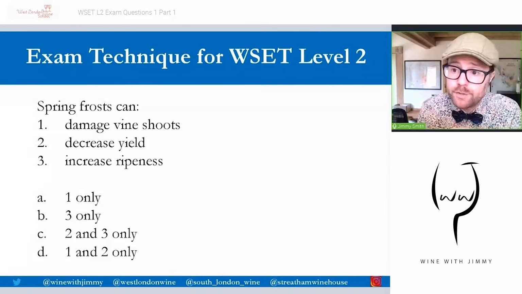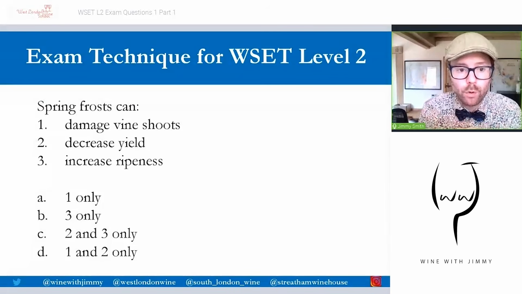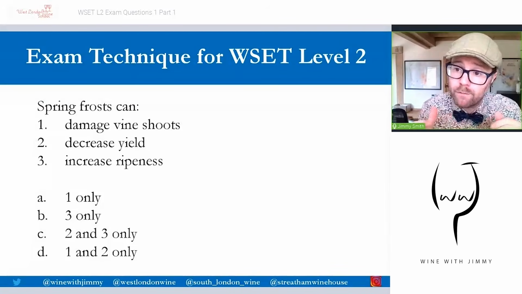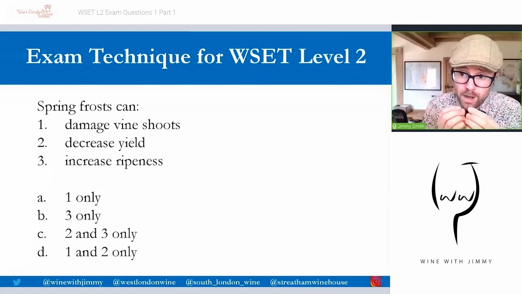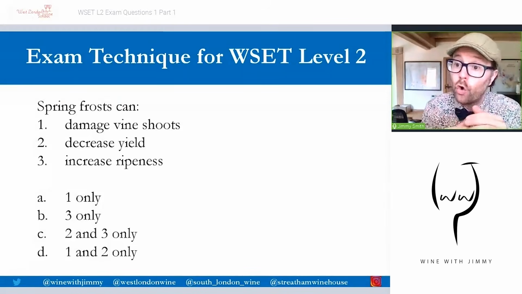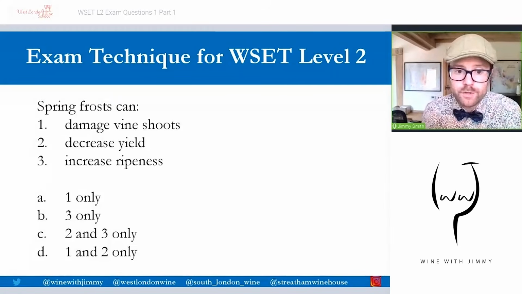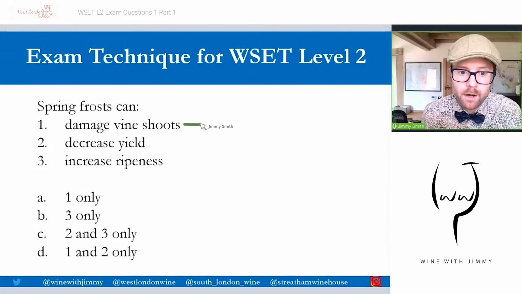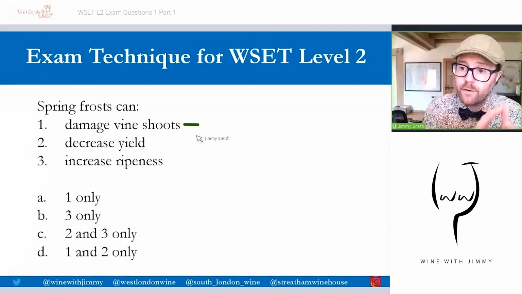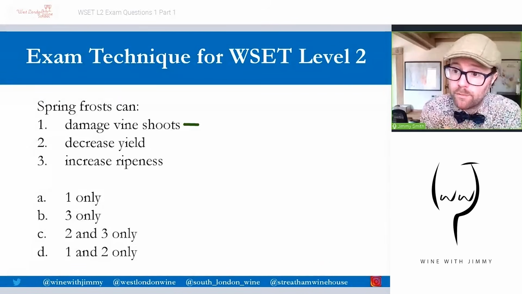So spring frosts, really obviously a major issue for viticulture, for growing grapes, and of course occurring at springtime when the vine is just starting to open up. So here you can see damage vine shoots. Okay, so that's when the vine is shooting out of its dormant season during winter. So this of course is going to be correct. So I'll put a little green mark against that one. Now if it damages vine shoots and the buds also with vines, that will end up decreasing the yield, so the amount that you get from the vineyard, because there's been damage to the vine. So that's going to be correct.